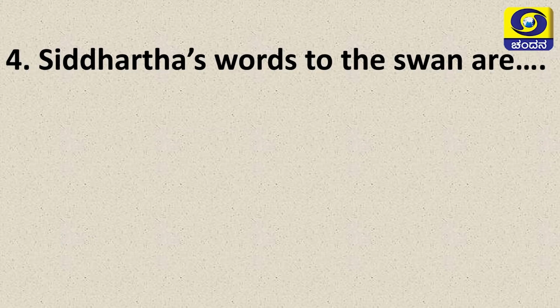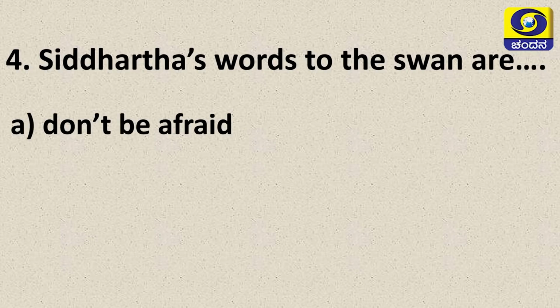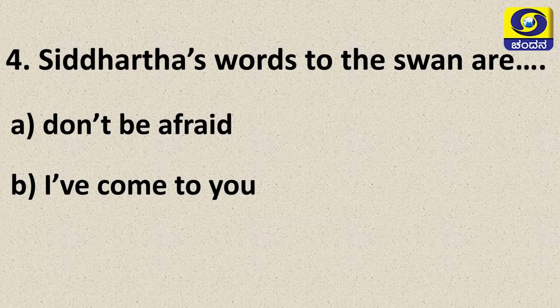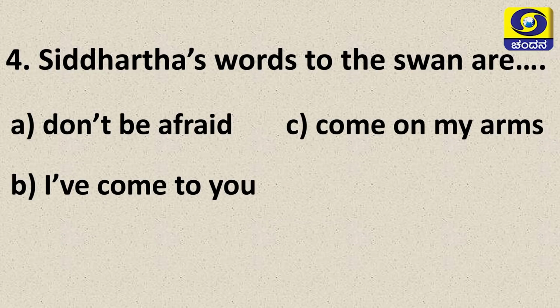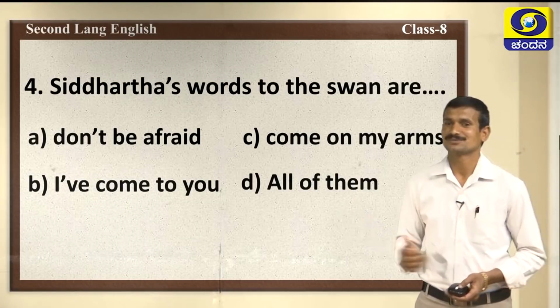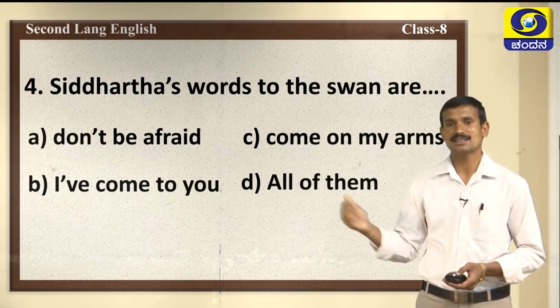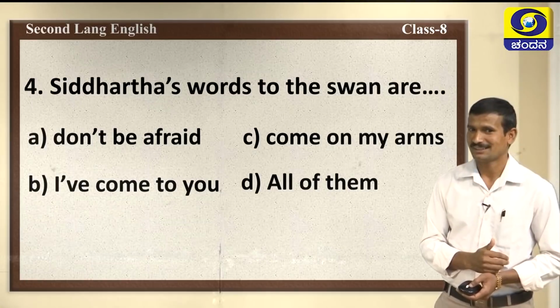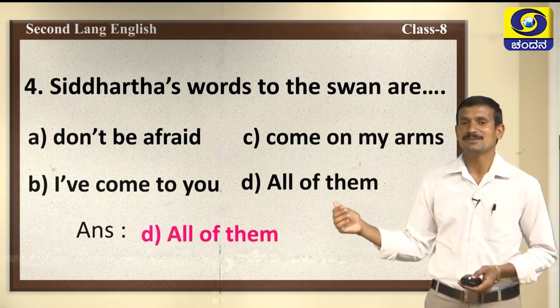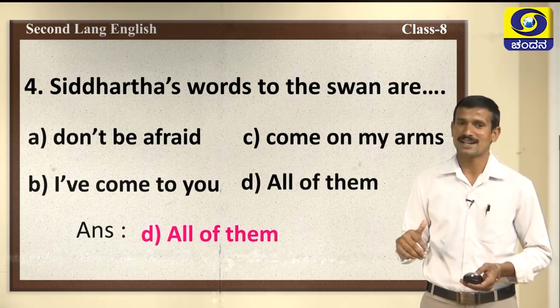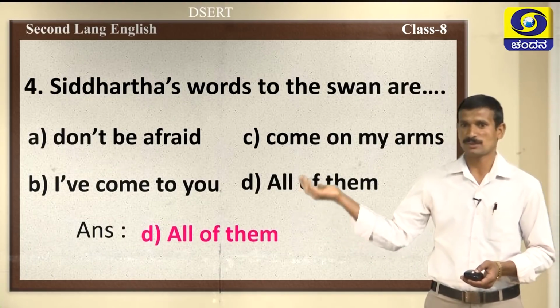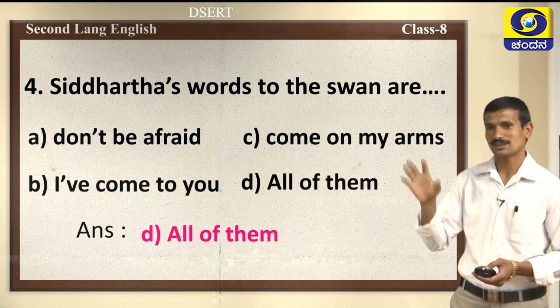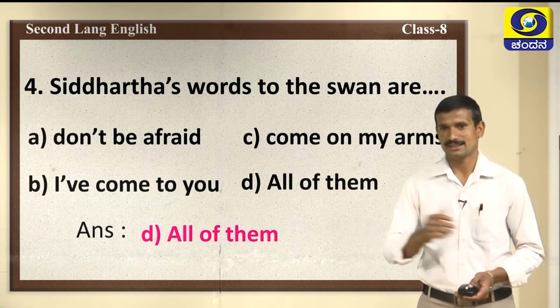Now, let's move to the last question. Siddhartha's words to the swan are: option A, don't be afraid. Option B, I have come to you. Option C, come on my arms. Option D, all of them. What's your answer? How did Siddhartha call the swan? Yes, very good. All of them is the correct answer. Siddhartha called the swan like this: don't be afraid, come on my arms, I have come to you. These are the words said by Siddhartha.